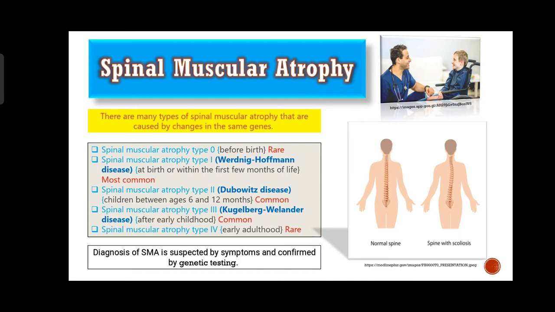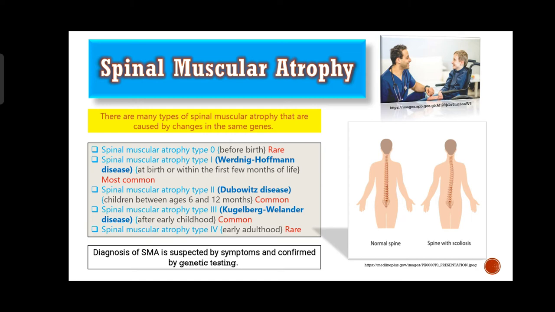Spinal muscular atrophy type 3, also called Kugelberg-Welander disease, is a muscle weakness after early childhood and it is also a common type. Individuals with this condition can stand and walk without any help, but over time, walking and climbing stairs may become increasingly difficult. They will require a wheelchair later in life. People with type 3 typically have a normal life expectancy.